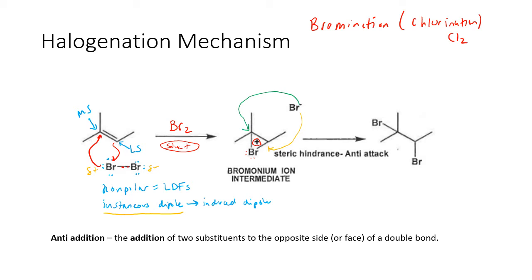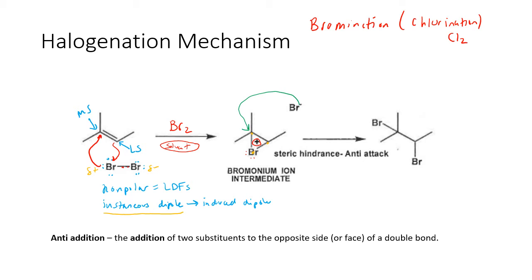That is still the site of the positive charge, because all three of these atoms within this bromonium ion intermediate, the two carbons and the bromine, since they're in a ring, are all sharing that positive charge together. So in this case, we would attack the more substituted carbon side. So we're going to leave that green arrow there.